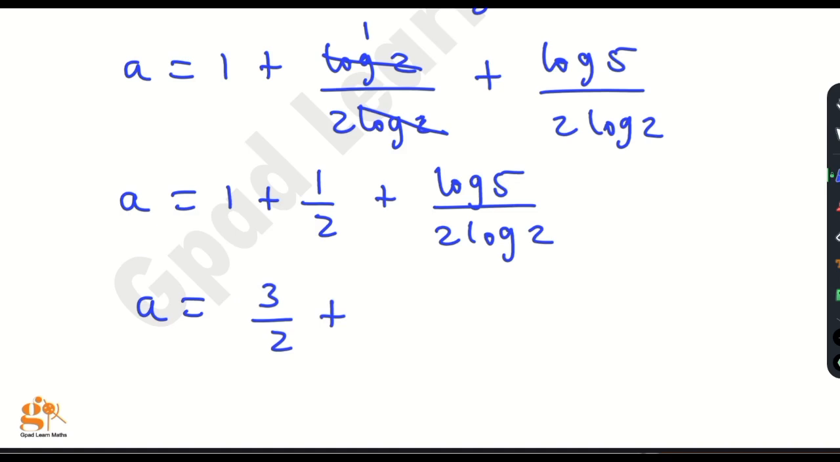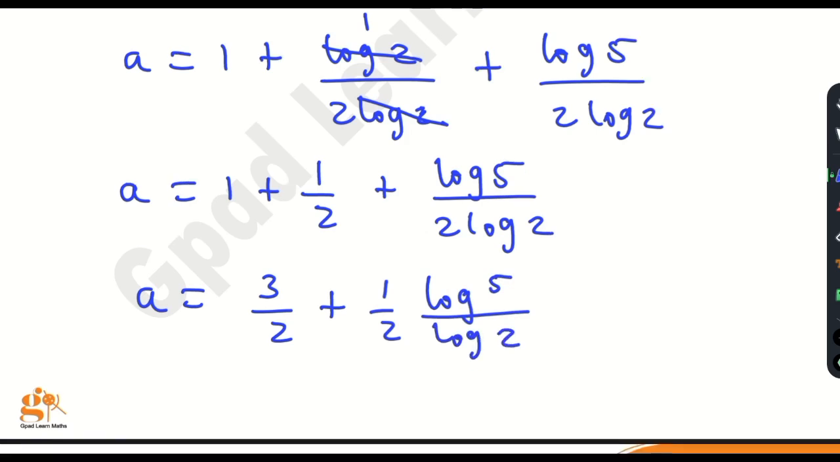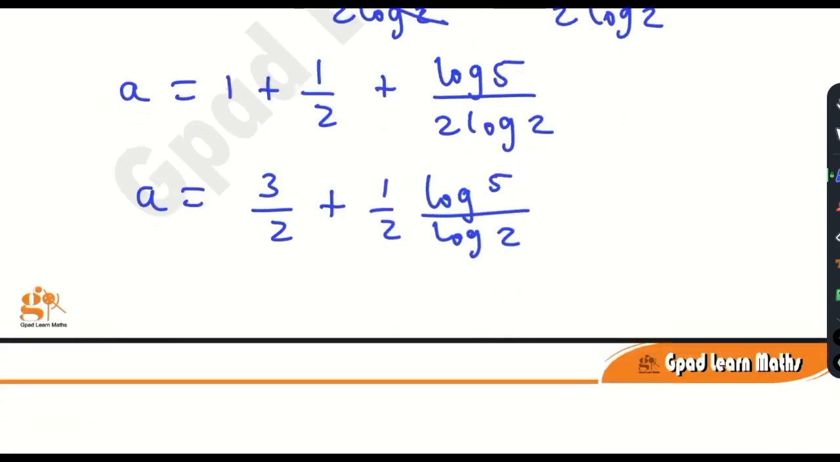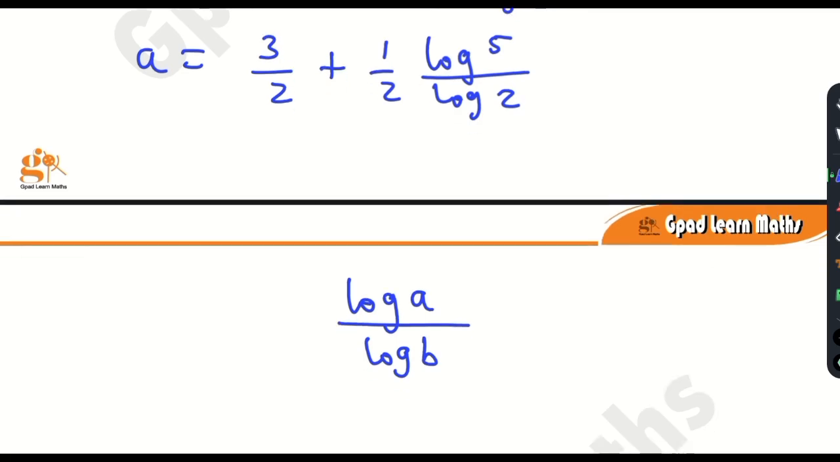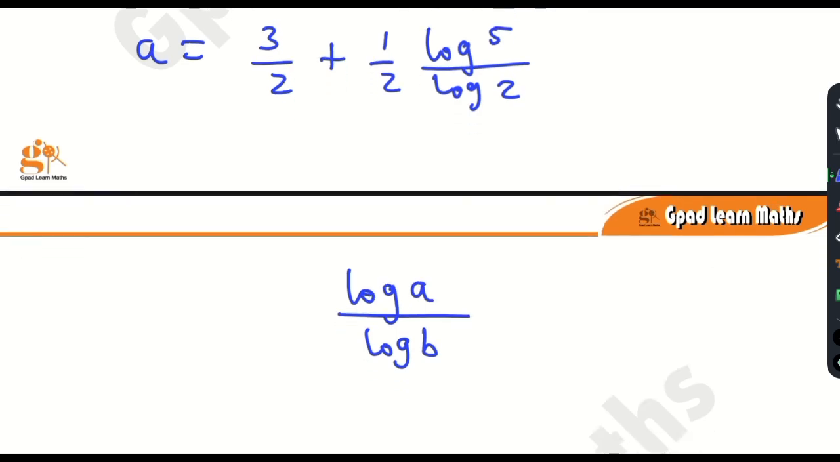Do you know that this 2 is here? Look at this 2 here. We can write it like this, 1 over 2. Yes, we can. Then log 5 over log 2. There's something called change of base. Let me give you the law. If you have log a over log b, and you want to change the base, the default base here is 10, but it's not written. If you want to rewrite this, you can write it as log a base b.